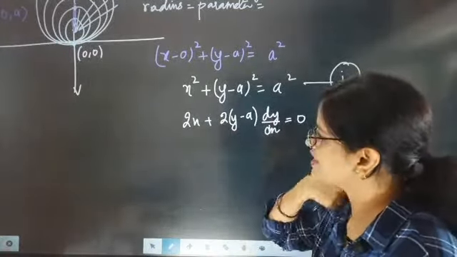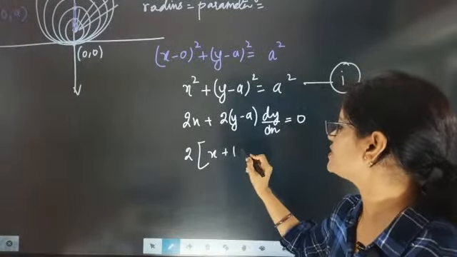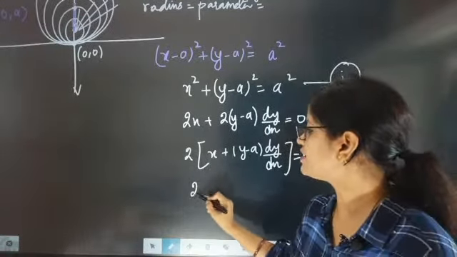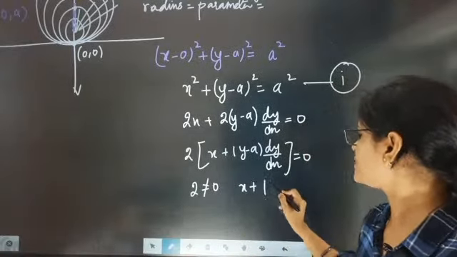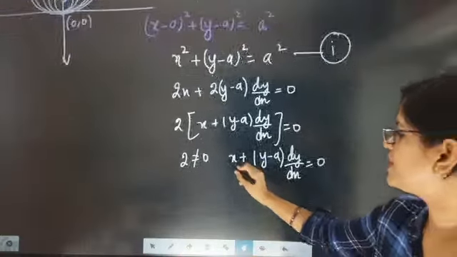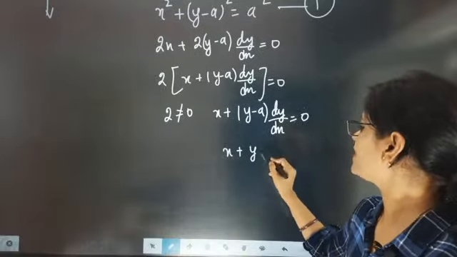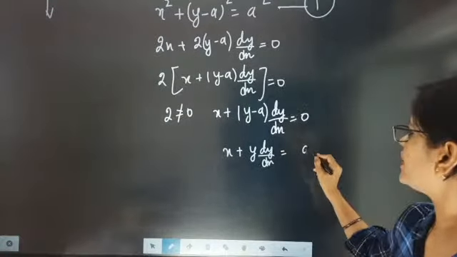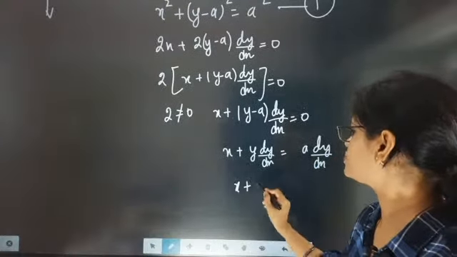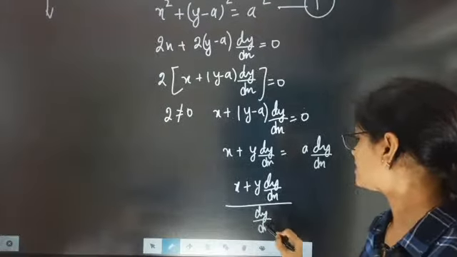Now first, take 2 common. It is coming as x plus y minus a dy by dx equal to 0. Since 2 is a constant, it cannot be equal to 0, so x plus y minus a dy by dx will be equal to 0. Now we shift this to that side: x plus y dy by dx equals a dy by dx. We have to remove the parameter, so a equals x plus y dy by dx, divided by dy by dx.